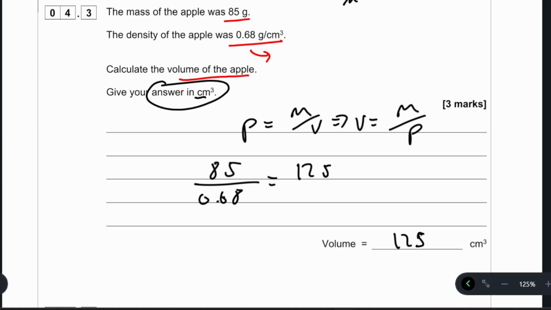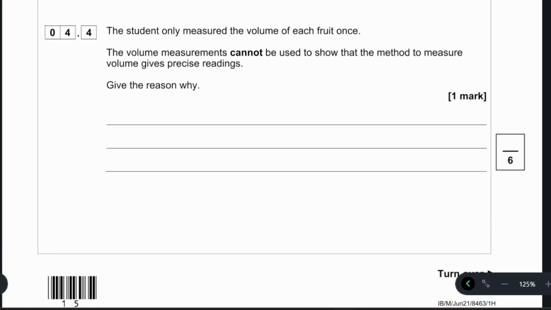Okay, so hopefully quite straightforward again. 4.4, the student only measured the volume of each fruit once. The volume measurement cannot be used to show that the method to measure volume gives precise readings. Give a reason why.